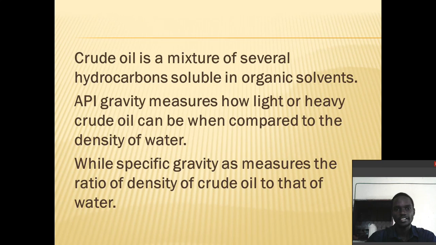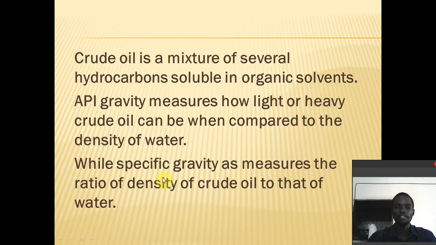So crude oil is a mixture of several hydrocarbons soluble in organic solvents. The organic solvents are of several types. One basic example I can give is carbon tetrachloride, which can be used to dissolve different components of crude oil. API gravity measures how light or heavy crude oil is when compared to the density of water. In simple terms, we use API gravity as a parameter to measure oil based on densities.